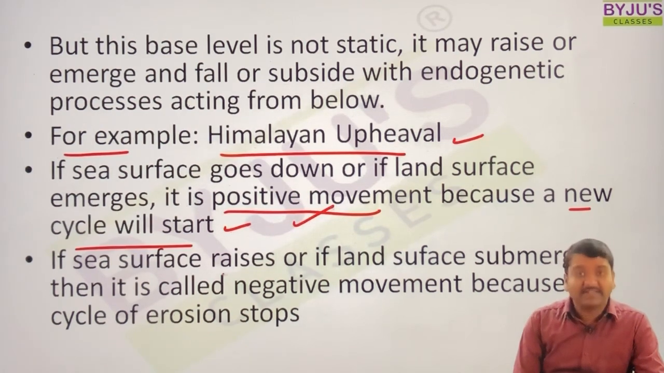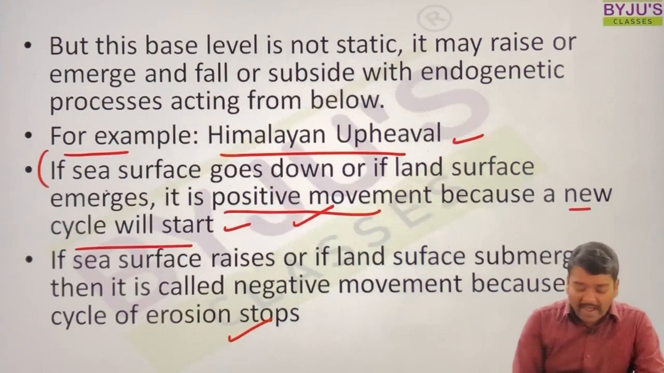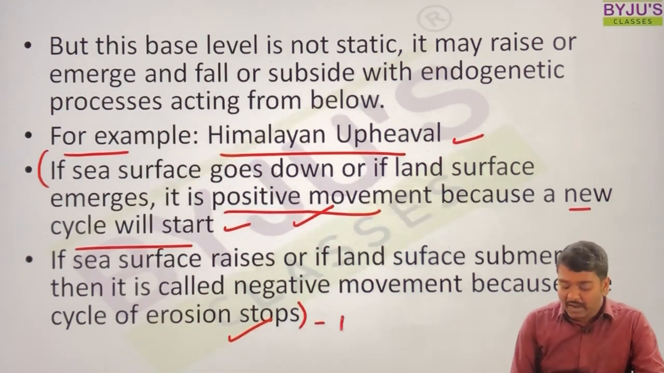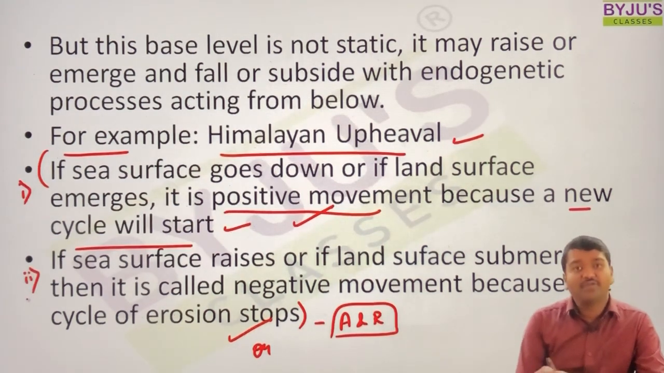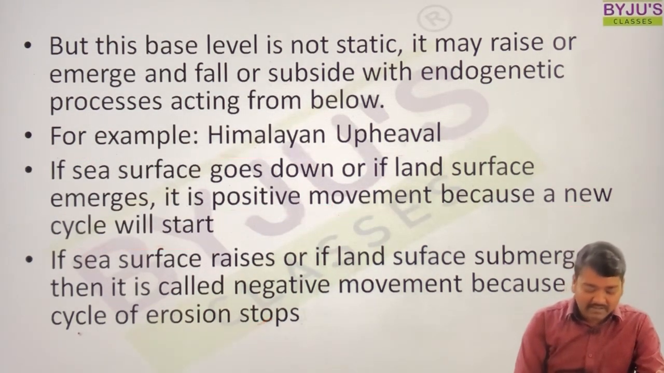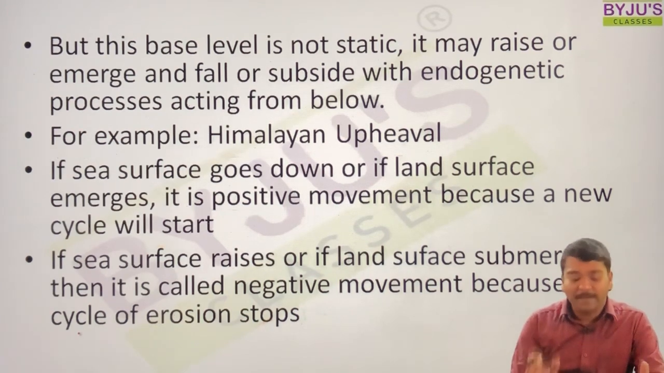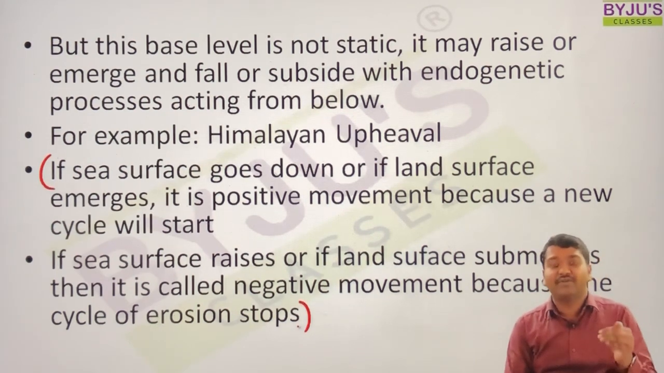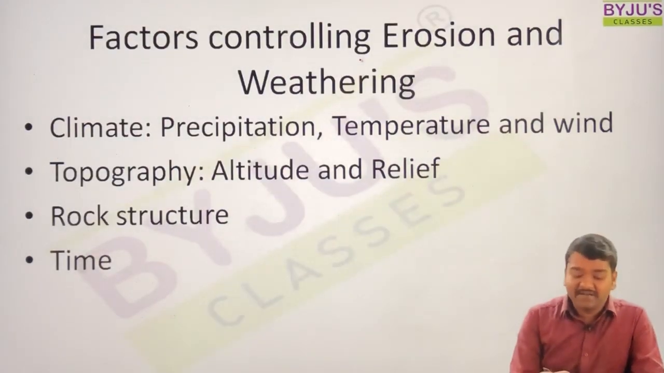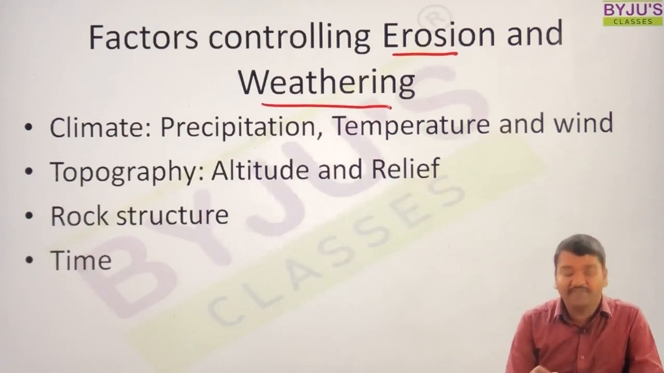If sea surface rises or if land surface submerges, then it is called negative movement because the cycle of erosion stops. Have these two, you will get assertion and reasoning type of question, or UPSC may give statement 1 and statement 2 and confuse you and ask which statement is correct. These two lines will give you a question for sure. So please try to understand it carefully. Once I begin with the youth, mature and old stage, it is easy for you to understand this in detail further there.